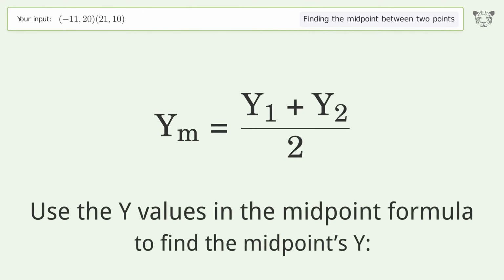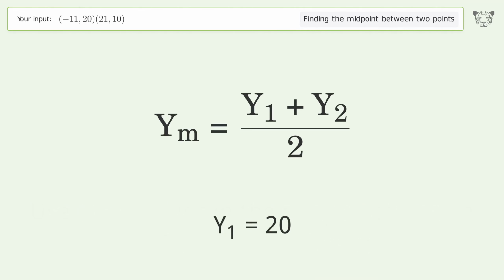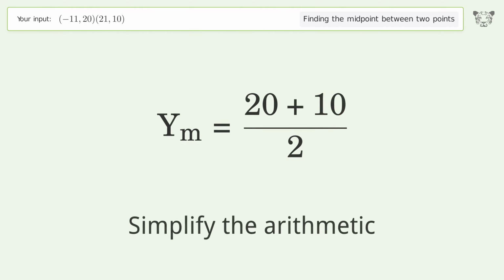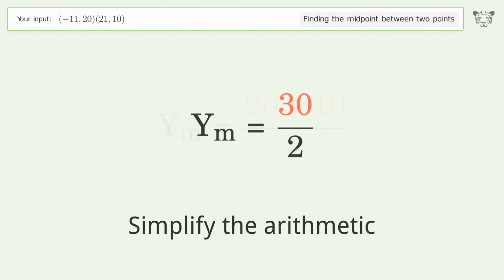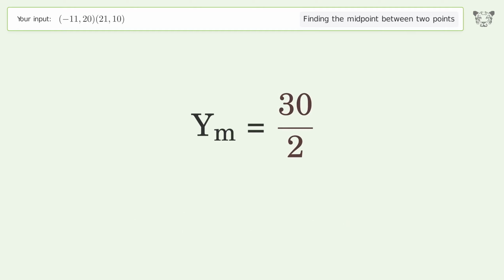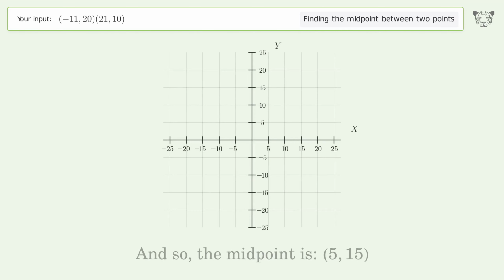Use the y values in the midpoint formula to find the midpoint's y. y1 equals 20. y2 equals 10. Simplify the arithmetic. And so, the midpoint is 5, 15.